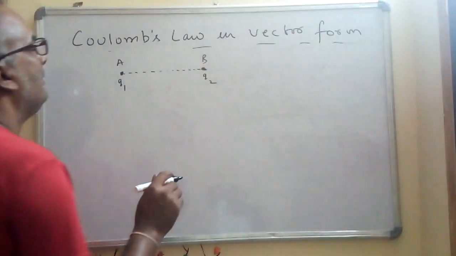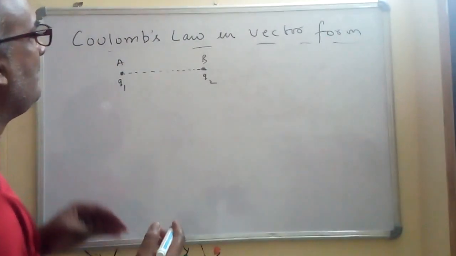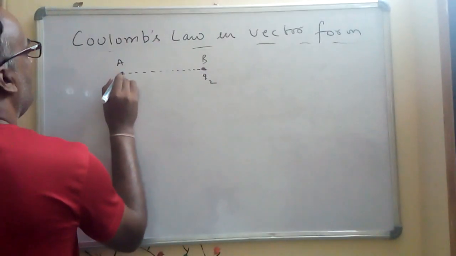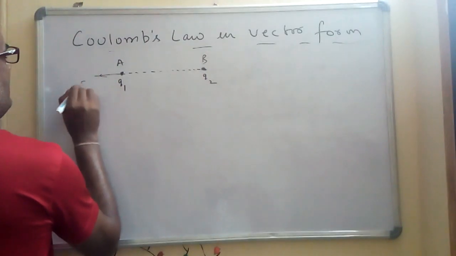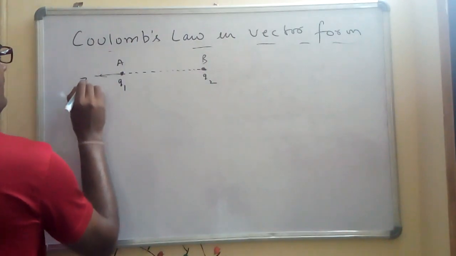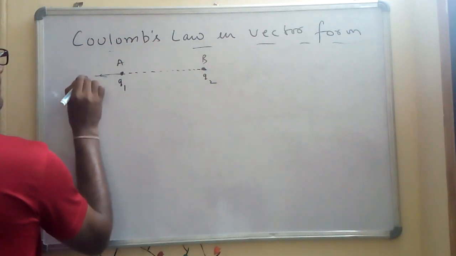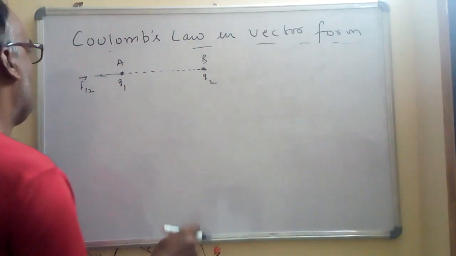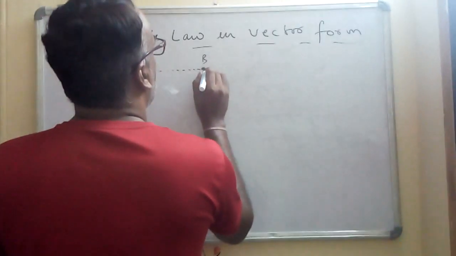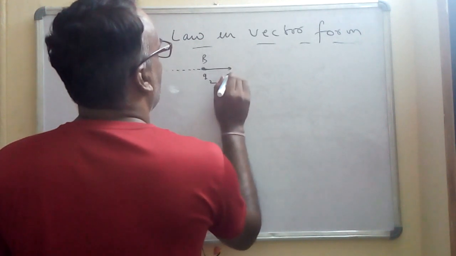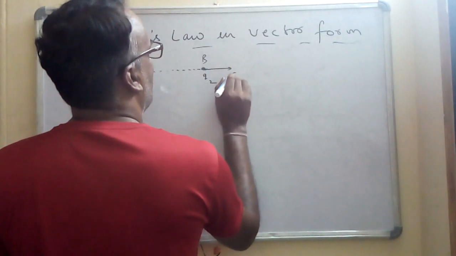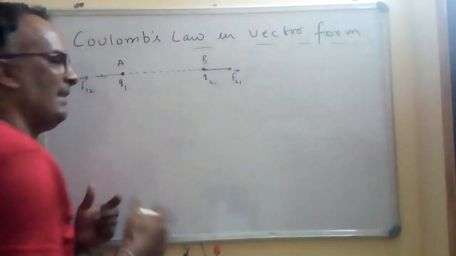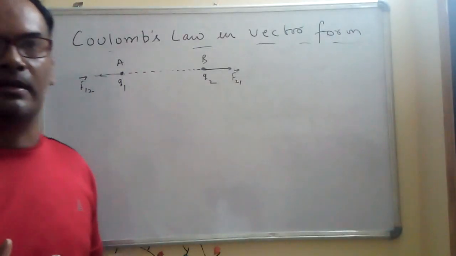Now here you will see, with respect to whom? Suppose we are talking about the force on Q1 due to Q2. So we write it like this, F12. This is the force on Q1 due to Q2. It will be like this. Now the force on Q2 due to Q1 will be F21, because they experience the repulsive force.